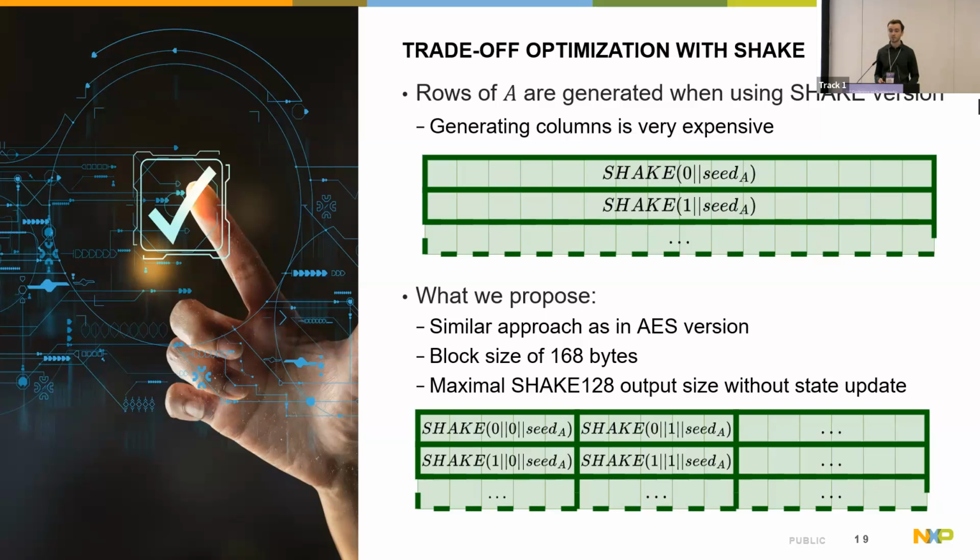However, with this tweak, the trade-off version is again possible with the SHAKE version. The only difference compared to the AES version is that we now do not have an 8x8 block of A, but we have an 8x84 block of A, which is still relatively small.